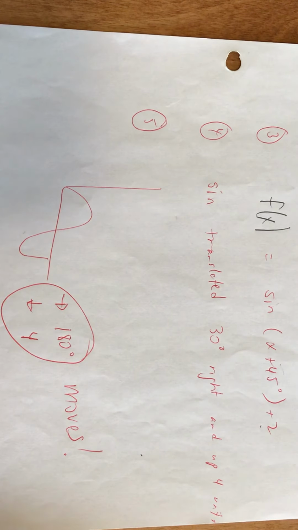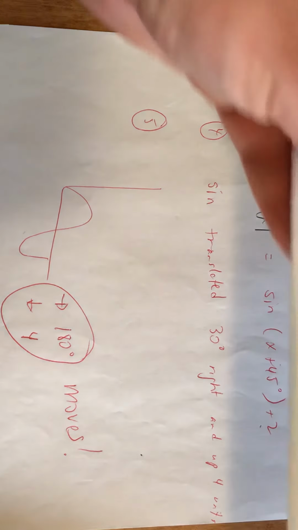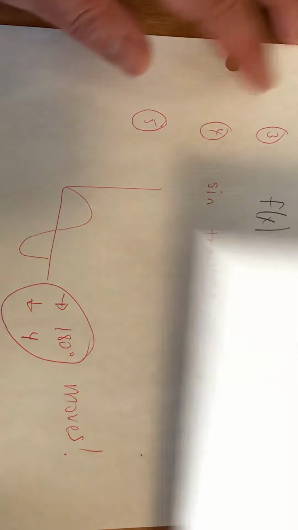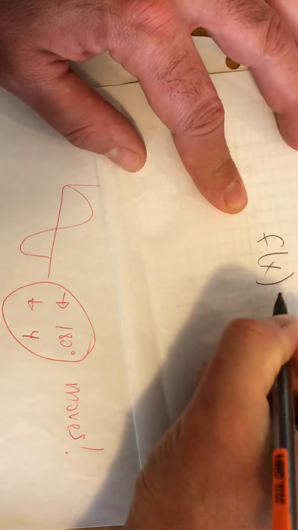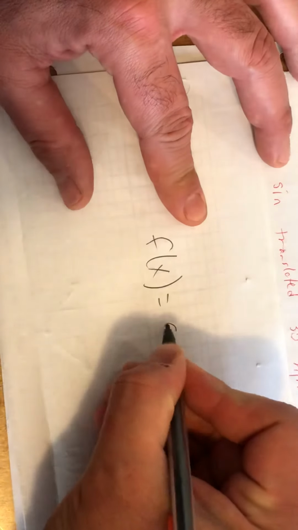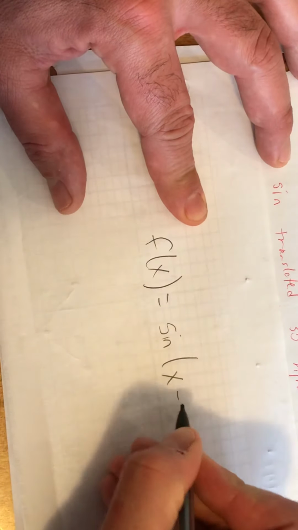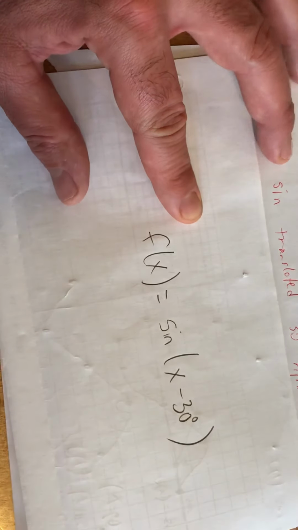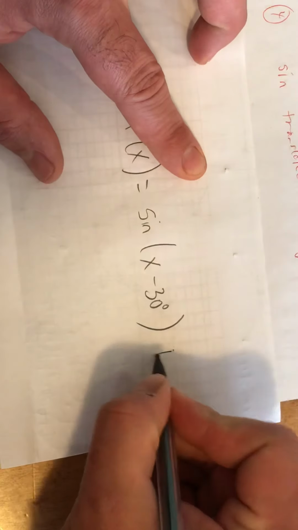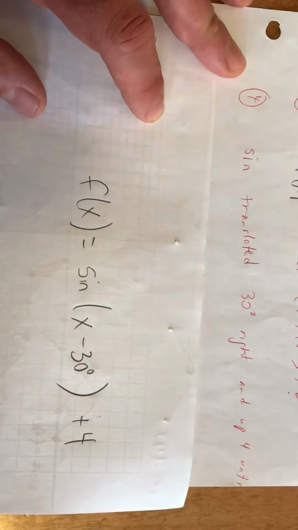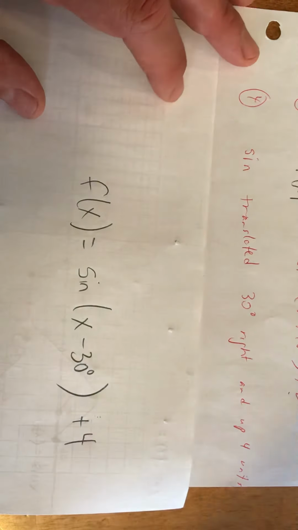Okay, let's take another example. If I give you a description of the equation, what are you supposed to do? If I'm translating it 30 right and up 4, you're going to start with f(x). If it's going 30 degrees to the right, it's going to be sine (x - 30). That tells you 30 to the right. And then up 4 units, you're going to go + 4 at the end. So that's what the equation is going to look like. You can go from a description to an equation to a graph.